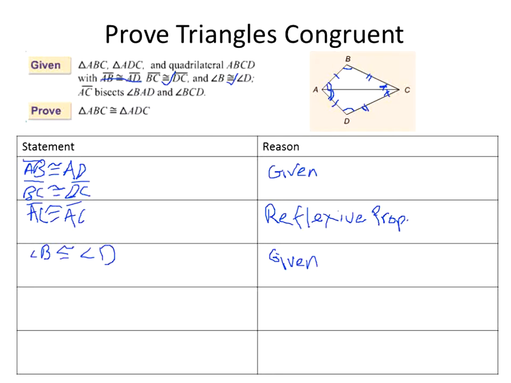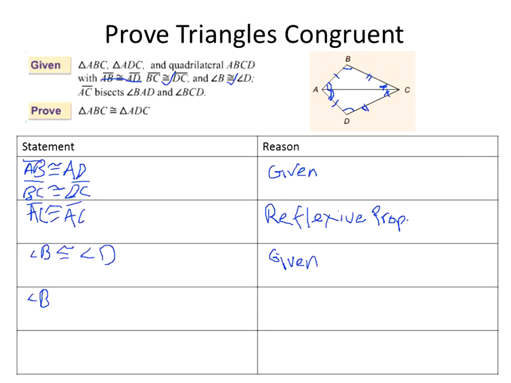But now we need the other two angles to be congruent. And this statement right here does not tell us directly that those two angles were congruent. It doesn't say angle BAC is congruent to angle DAC. What it says is AC bisects angle BAD and angle BCD. But we need those two angles to be congruent in order to show that our polygons are congruent. But we did have information that helped us know that.